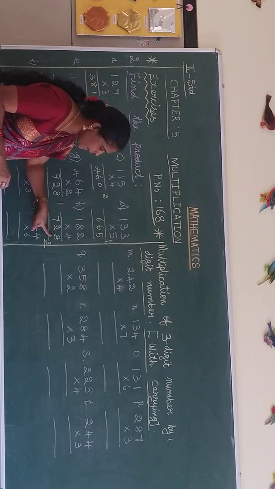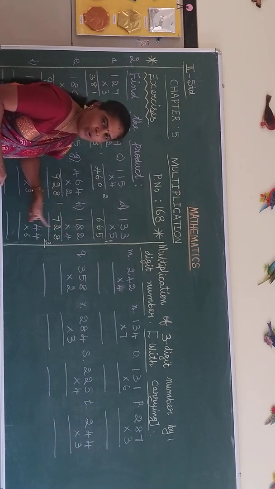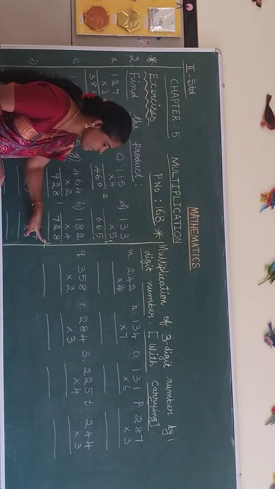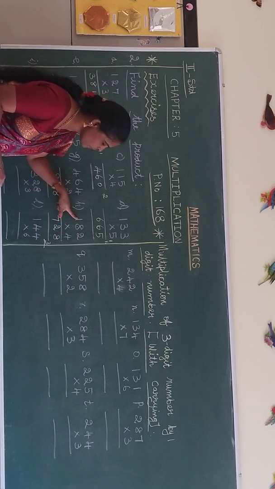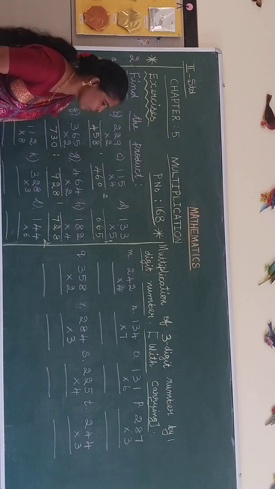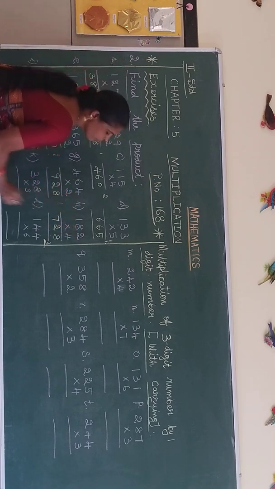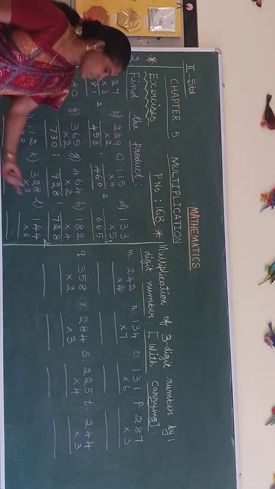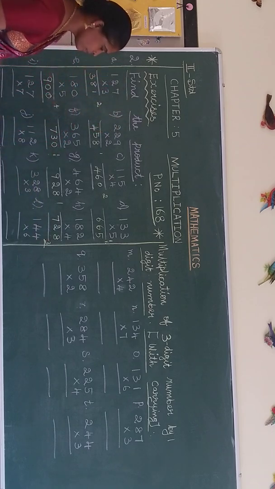So 4 2s are 8, 4 8s are 32. In this 32, 2 in the ones place, 3 in the side. Again 4 1s are 4. 4 plus 3, 7. Okay. So 182 multiplied by 4 is equal to 728.